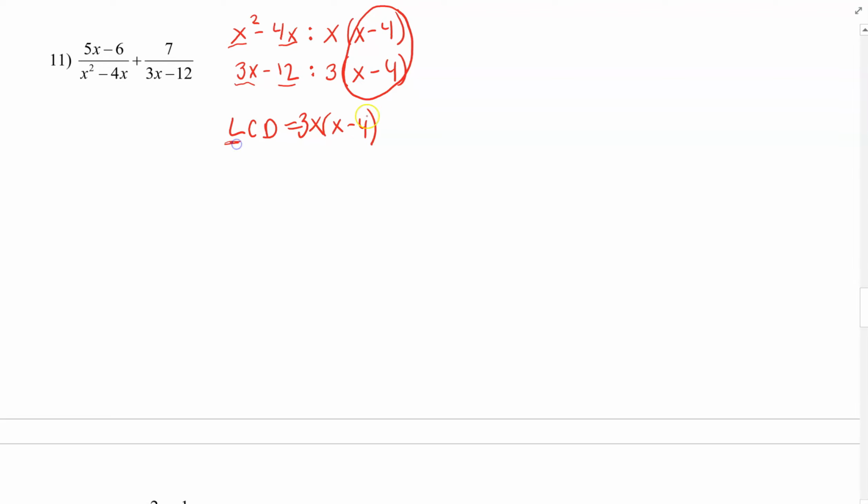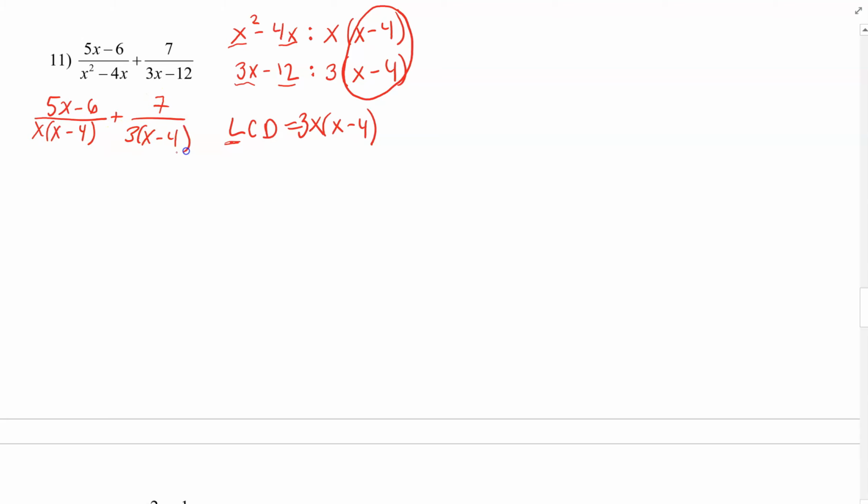So this is the lowest thing that both of the denominators can multiply into. And that is going to be critical. I need to be able to multiply something to this denominator to get it to equal that. So it might help actually if I rewrite each fraction with the denominator in factored form. So let's do that.